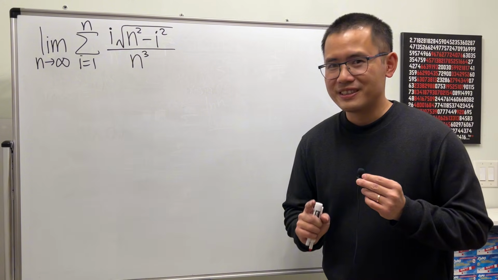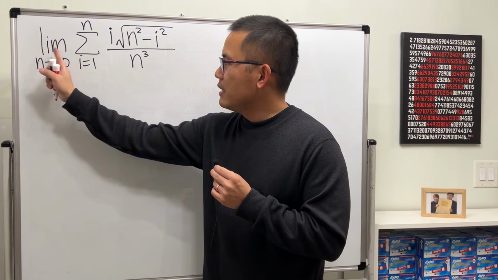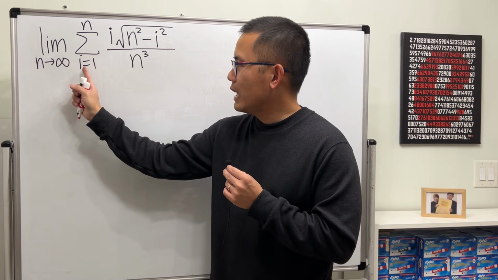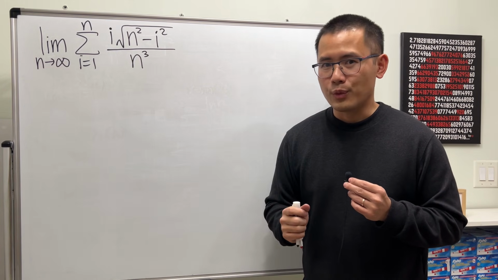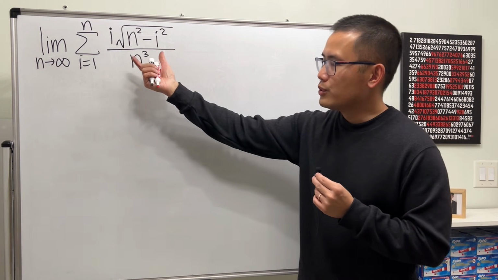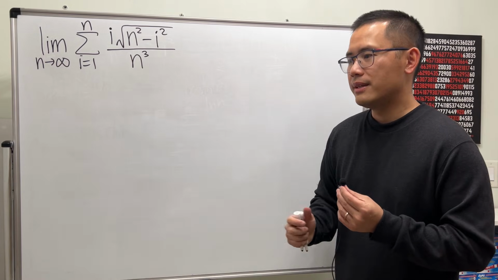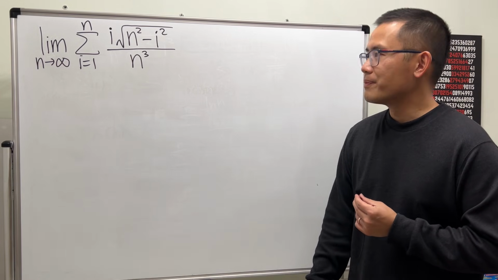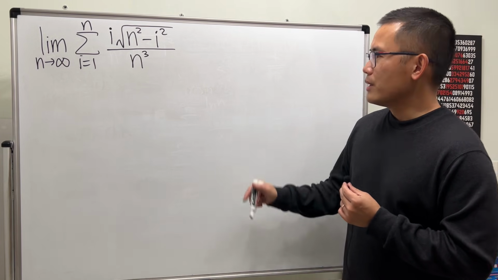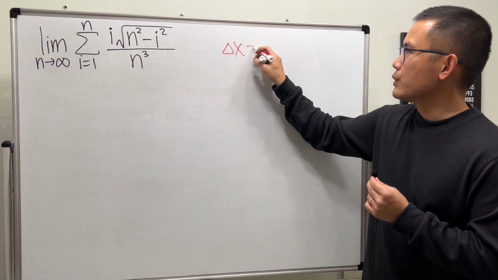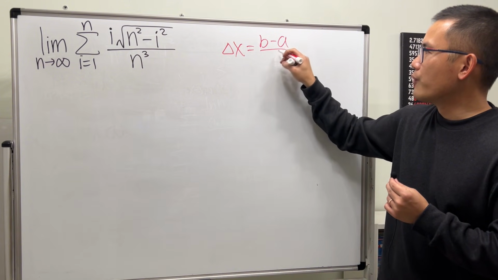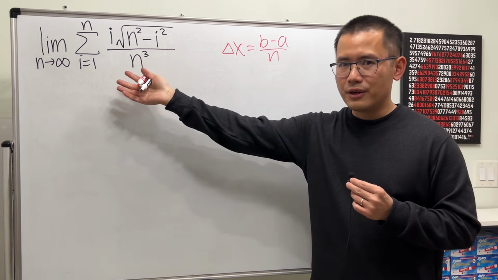Well, first things first. If you see a limit and then a summation, especially when you have the i going from 1 to n, this is going to be a Riemann sum question. We are going to convert this into an integral and then evaluate the integral. But remember, in order for us to do that, we should see the delta x, which is the (b minus a) over n part. But we don't see that here.